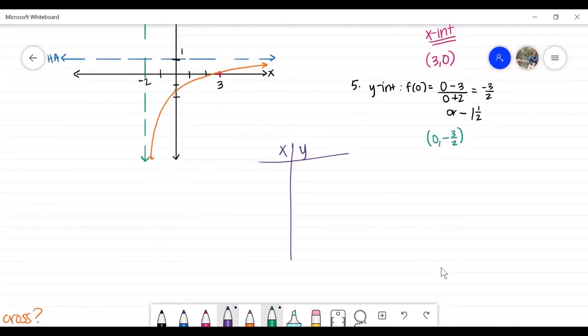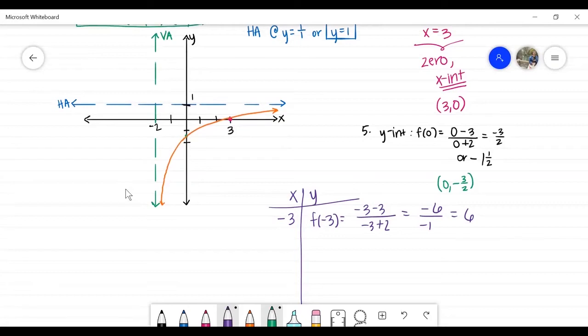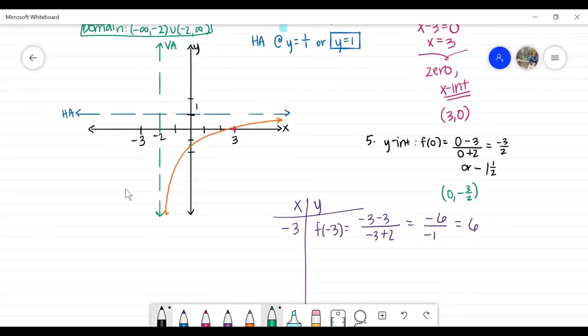So if we pick values to the left, maybe like negative 3, f of negative 3 would be negative 3 minus 3 over negative 3 plus 2. That would be negative 6 over negative 1, which is 6, right? That's actually pretty useful information because that means over here, if we go to the graph, at negative 3, 1, 2, 3, 4, 5, maybe 6 is right about there. My spacing might be a tiny bit off, but we might have a point right about here.